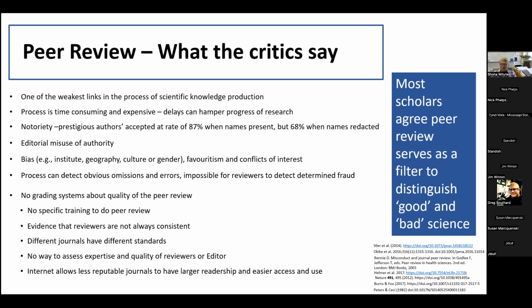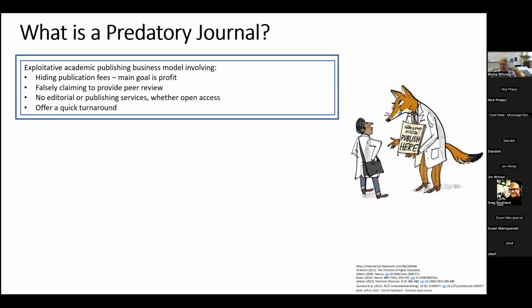The other thing is that more and more the internet is allowing less reputable journals to have a large readership and easier access and use. And what I refer to specifically there are what we would term predatory journals, or pseudoscience journals, or fraudulent journals. And these are basically a business model whose main goal is profit by hiding publication fees. They falsely claim to provide peer review. There's generally no editorial or publishing service, whether it's open access or traditional subscription type, and they offer a quick turnaround time.